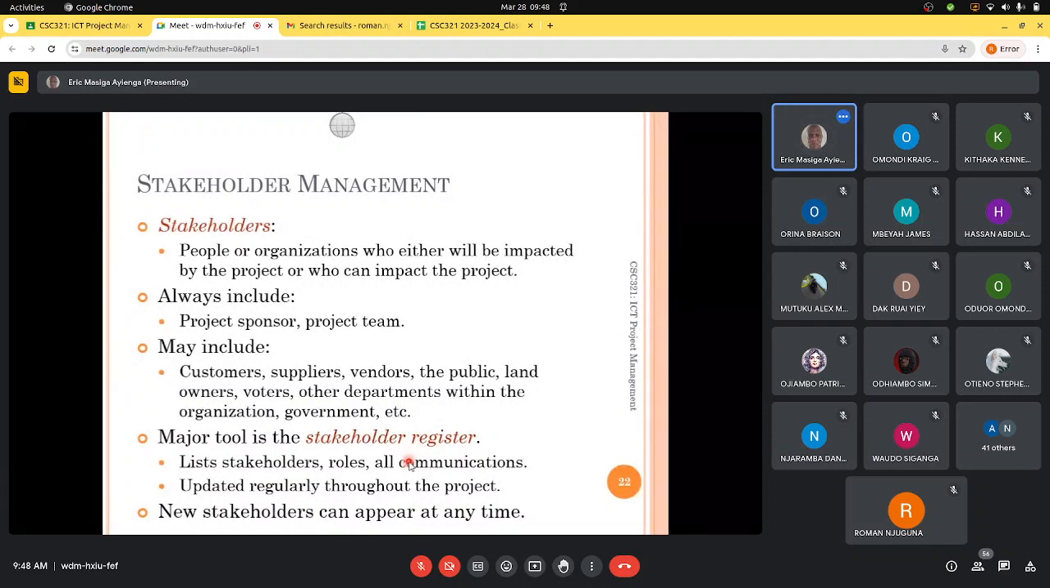In stakeholder management, we have the key stakeholders. Now, the key stakeholders include the project sponsor and the project team. But there are other people who are tied to the project, but they are not directly involved in the product development. This includes customers, suppliers, vendors, the public, landowners, voters, other departments within the organization, the government, etc. The major tool, and we shall be looking at this, is what is called the stakeholder register.